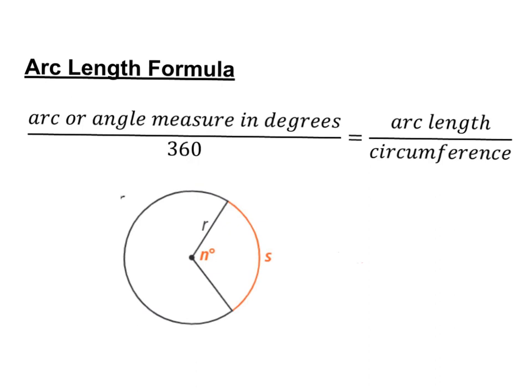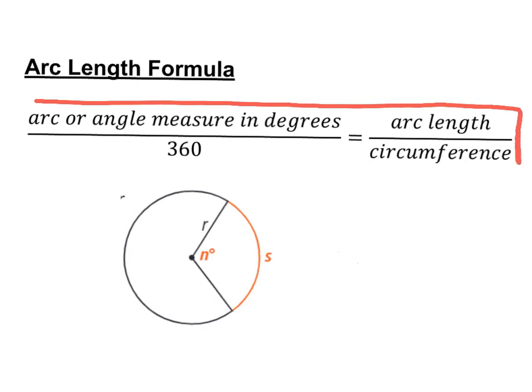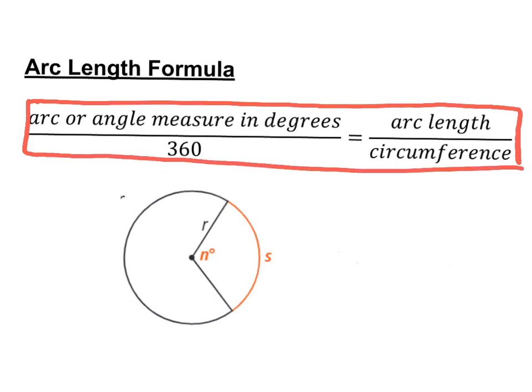Now for our arc length, since it is a fraction of the circumference, we can set it up in a proportion with the measure of the arc. So we can set it up as the arc or angle measure in degrees over 360 equals the arc length over the circumference, as given here. And I would copy this formula down in your notes. And again, we know the circumference is 2 pi r, or pi times diameter.